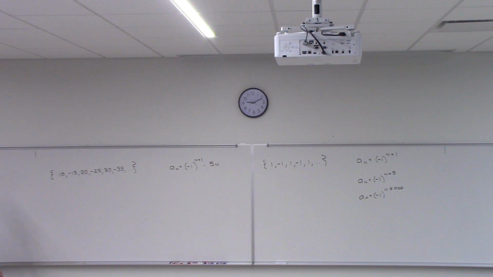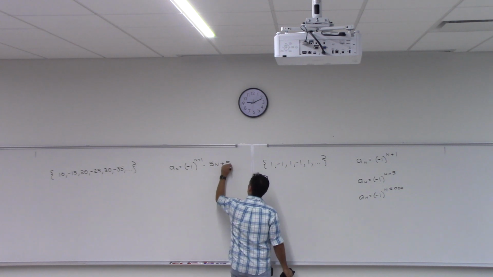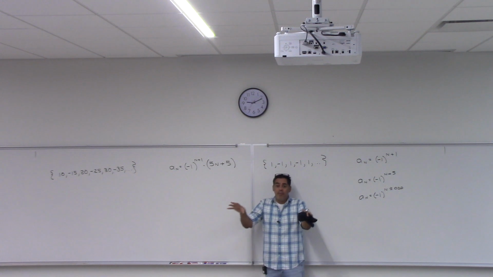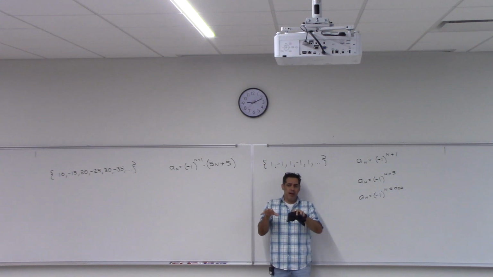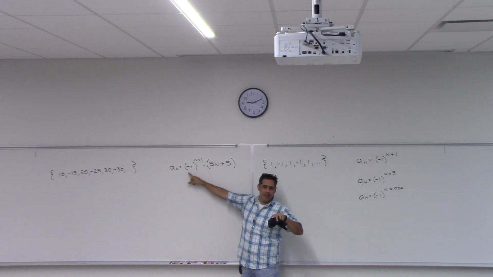What do I need to do? Add how much? Add 5. I need to add 5 to that 5n. Now when I add 5, very important, I put this in parentheses. See, what we're doing is we're combining the two ideas together now, right? This will make it jump by 5 each time, starting at 10, and this will make it alternate.